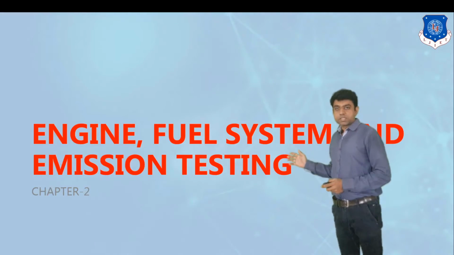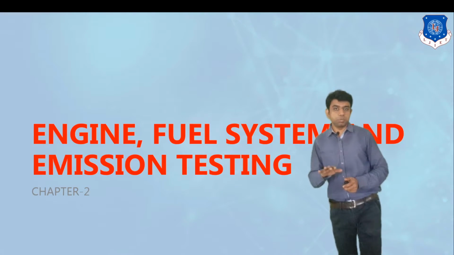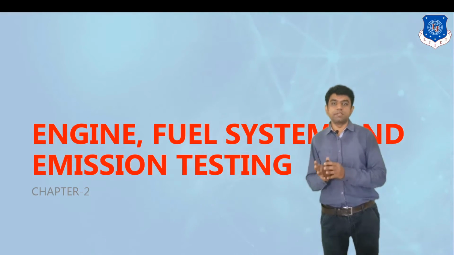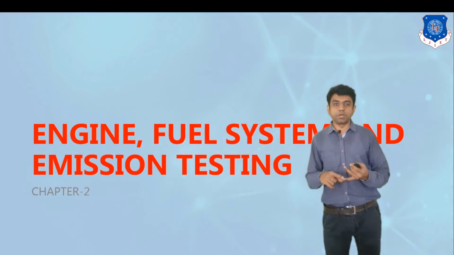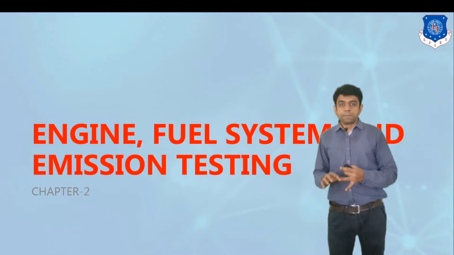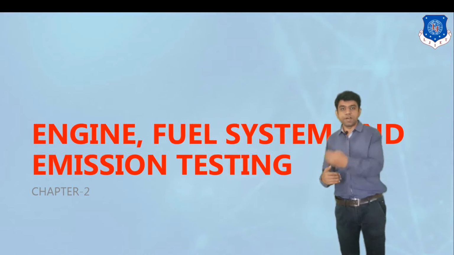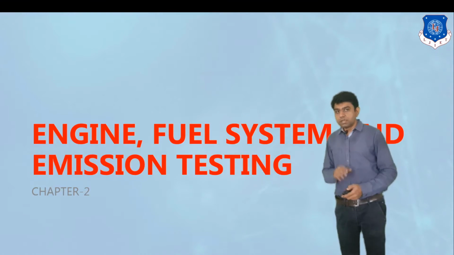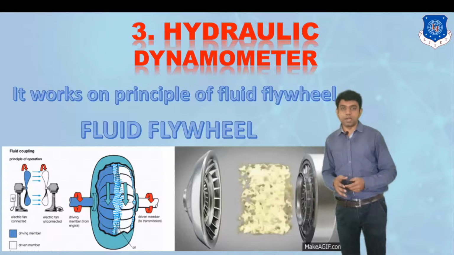We are going to continue with our second chapter of BTH, Engine Fuel System and Emission Testing. Under this particular chapter, we had already started with the concept of the dynamometer. We have four dynamometers: the Prony brake, rope brake, hydraulic dynamometer and the eddy current dynamometer. These dynamometers are used to measure the value of torque, and from the torque we can find out the value of brake power. We had already discussed the Prony brake and the rope brake dynamometer.